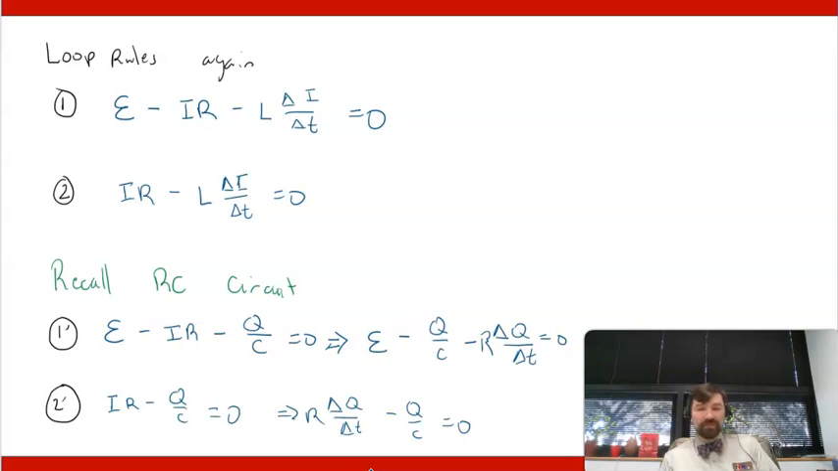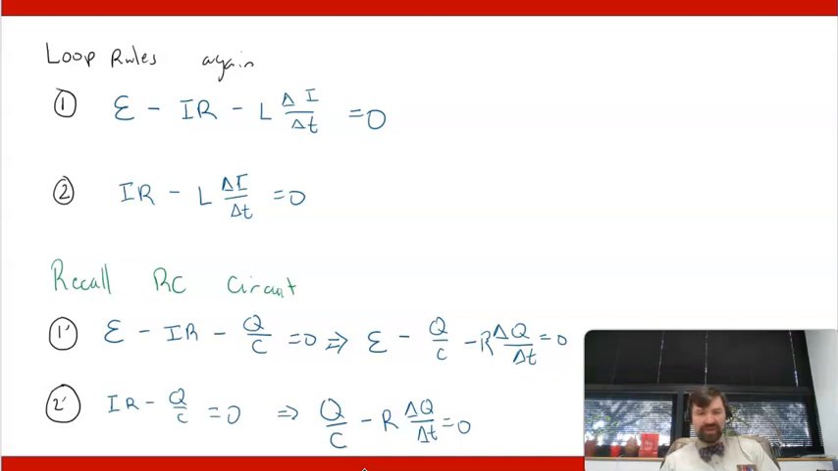But remember that I can multiply everything in the equation by minus 1. And so this equation right here actually is the same basic form as the previous equation. If I multiply all by minus 1, I end up getting Q over C minus R delta Q over delta T equals 0. So again, delta I over delta T, delta Q over delta T, I, Q. These equations and these equations look the same. We've just replaced charge with current. Therefore, we expect them to have basically the same general equation.